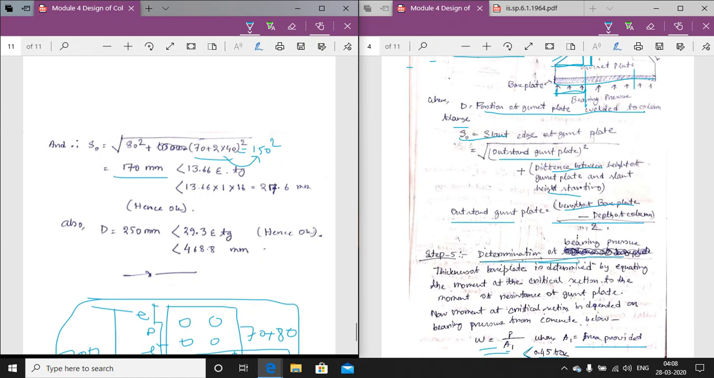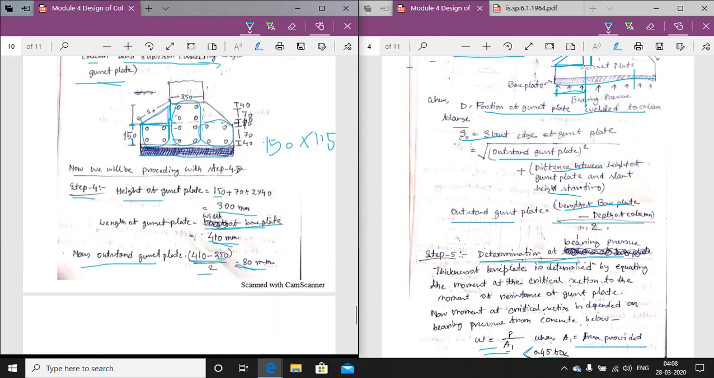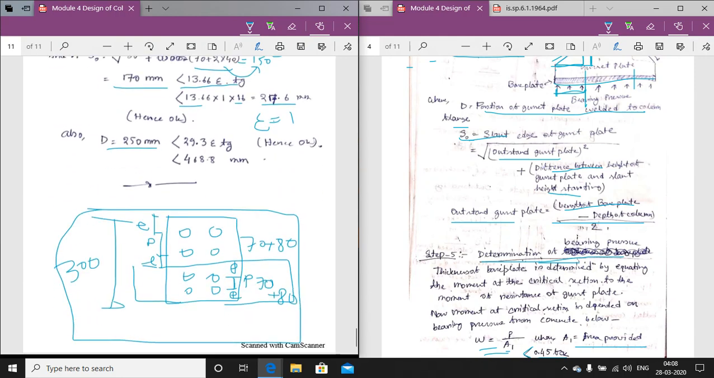It is less than 13.66 epsilon tg. Tg is equal to the thickness of the gusset plate. We are providing 16 mm. So 13.66 into epsilon, where epsilon equals 1. I think you know why epsilon is equal to 1. Tg is equal to 217.66. Also d is equal to 250 mm. So 250 is less than 468.8 mm. So the gusset plate is safe in buckling also.